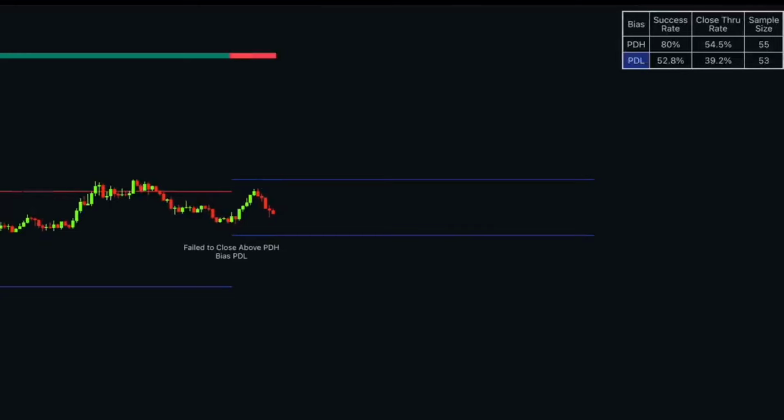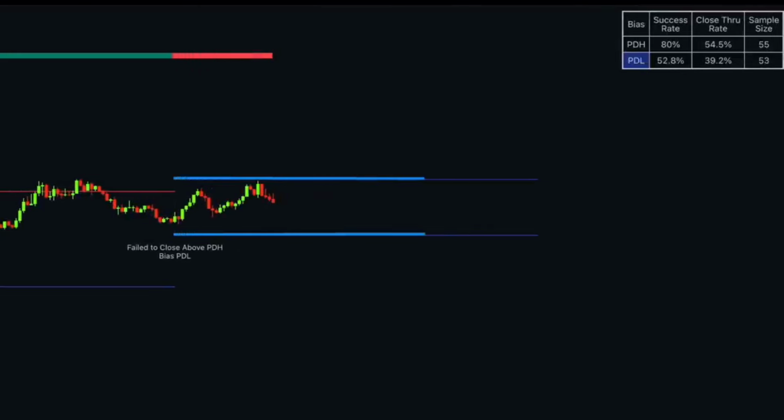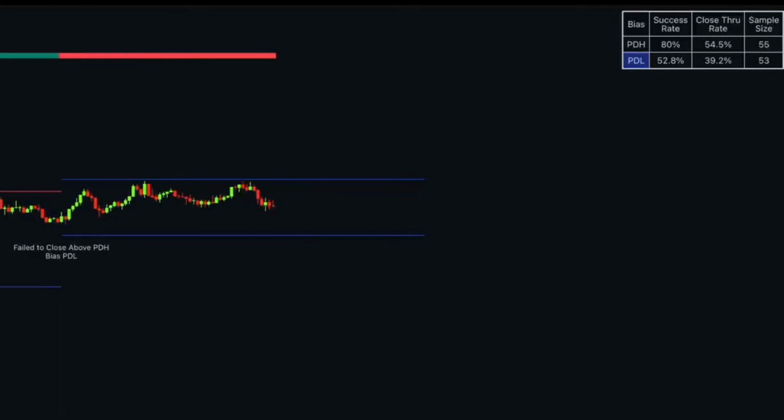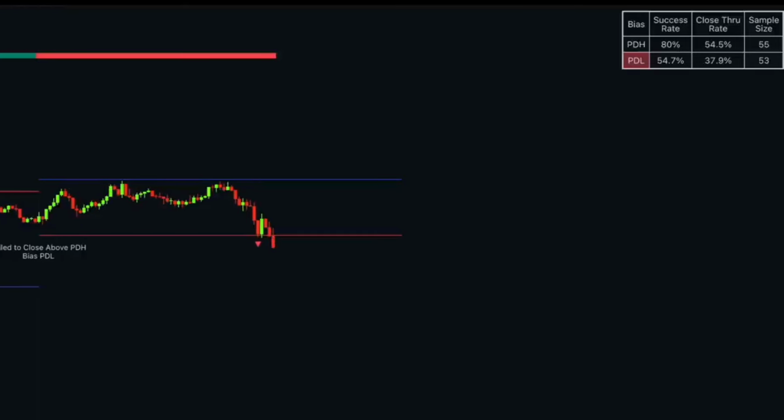Each new day starts by drawing out the PDH and PDL levels. They start out as blue and turn red once traded through. These are the default colors, which can be changed in the indicator settings. The triangles you see are plotted to indicate the time at which PDH or PDL was traded through. This color scheme is also applied to the table in the top right.